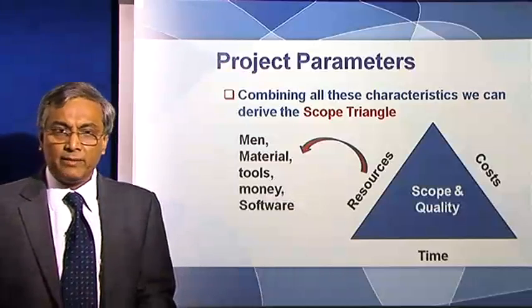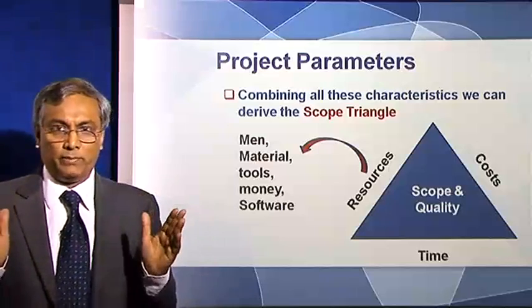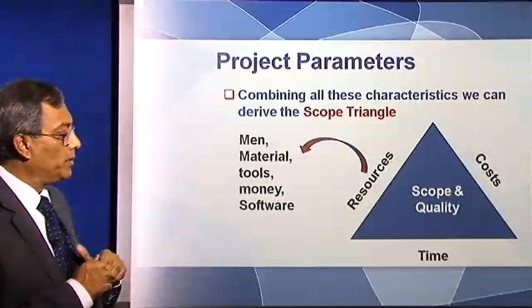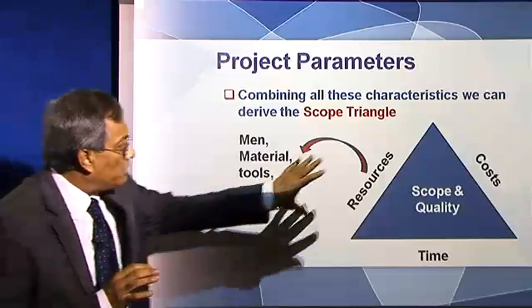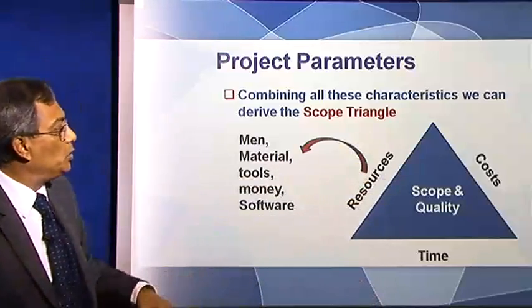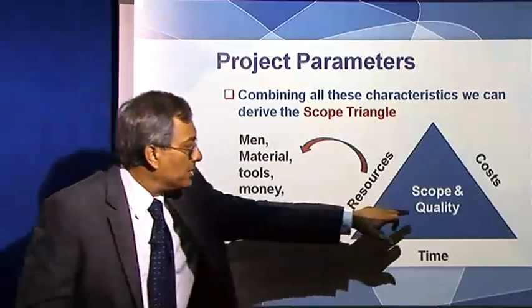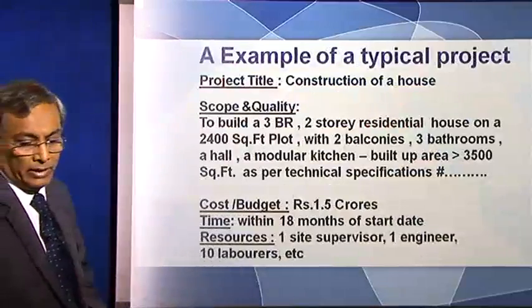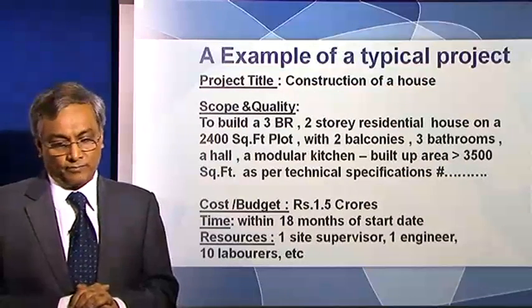What do we mean by this? What we mean by this is that every project has got a defined scope. What the client expects from that particular project is the scope. It is as per a certain quality. So therefore, resources, costs and time are to be used by the project manager to deliver as per scope the project of a certain quality. Let's see an example of a typical project. This project is construction of a house, right?